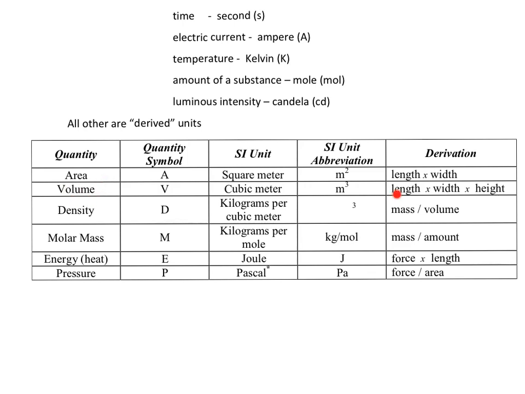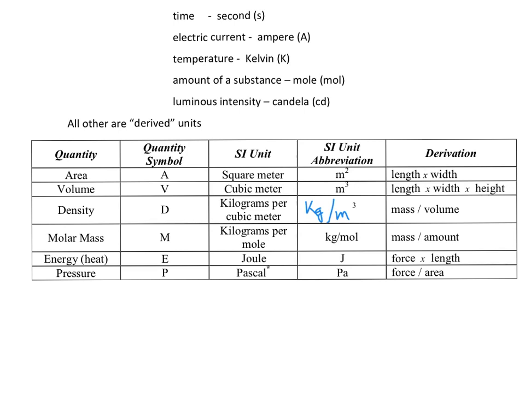Similarly, volume would be length times width times height. So meter times meter times meter, which would be meter cubed, or a cubic meter. And so again, this is a derived unit. Density is mass over volume. And so it looks like it's missing from the table there. So mass, we use kilogram divided by volume. We just said that volume would be meter cubed.